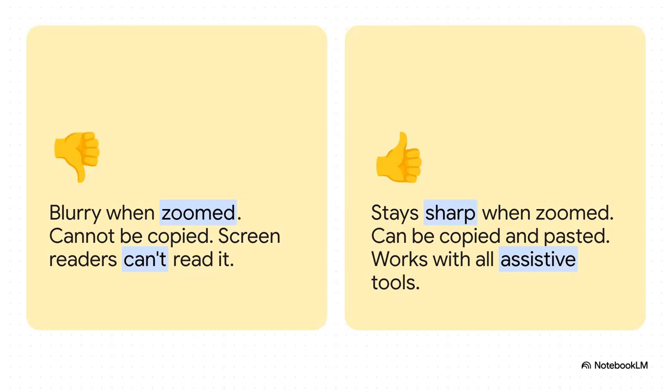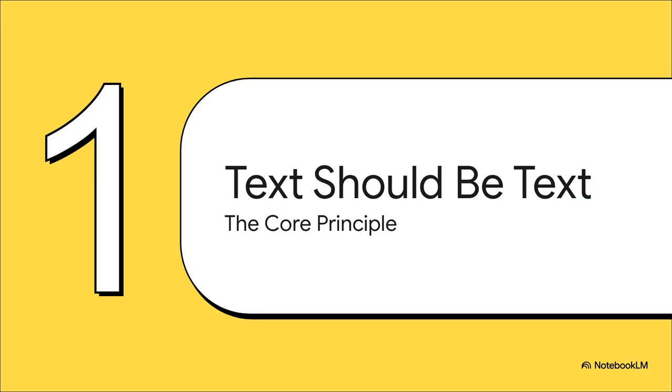And I mean, the difference is like night and day. On one side, you've got that image of text. It's a static picture, it's frozen. Try to zoom, and you get that blurry mess. But on the other side, you have actual live text. It stays perfectly sharp no matter how big you make it, and it plays nice with every tool you can think of. So what is the fix? What's the secret? Well, it all comes down to this one simple but really powerful idea. For your content to actually be accessible, text, well, it should just be text.